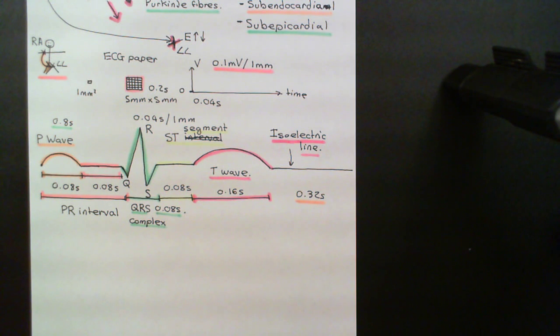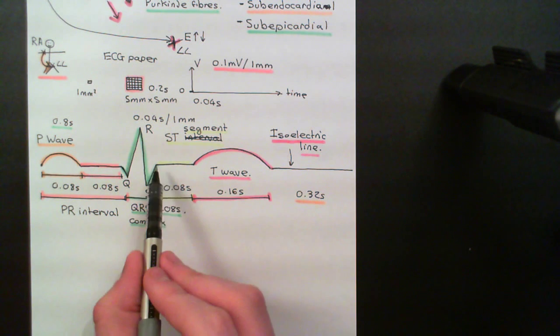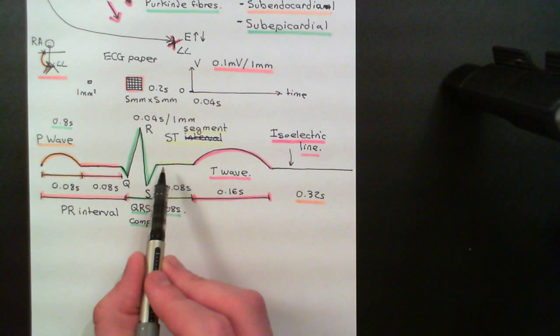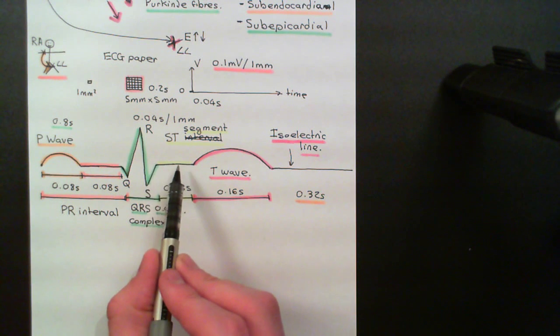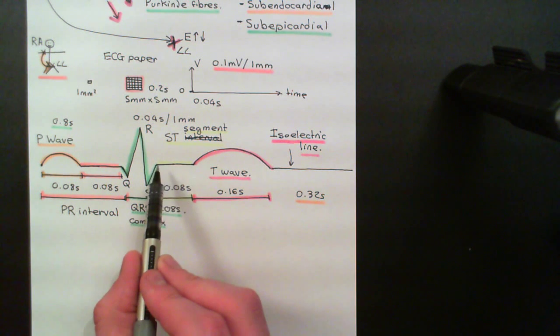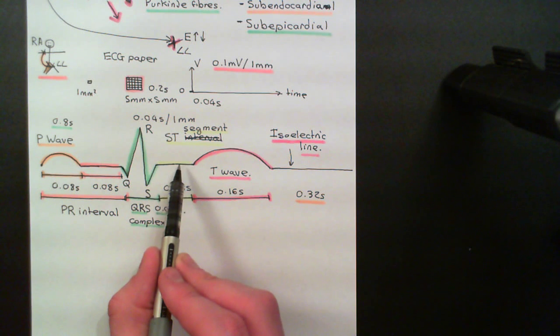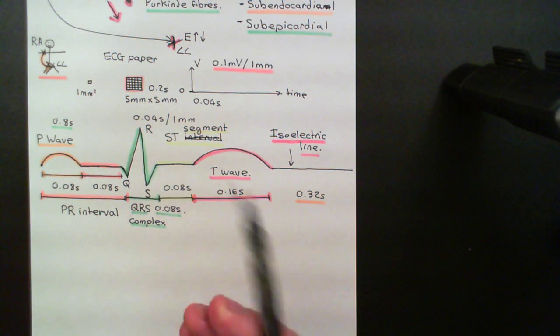So what does the ST segment represent? Well, this represents where all of the ventricular cardiomyocytes are currently undergoing action potentials, but they're all currently in the plateau phase of their action potentials. So they might all be contracting.